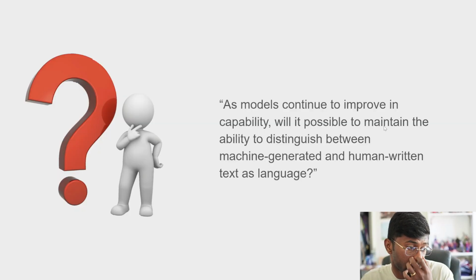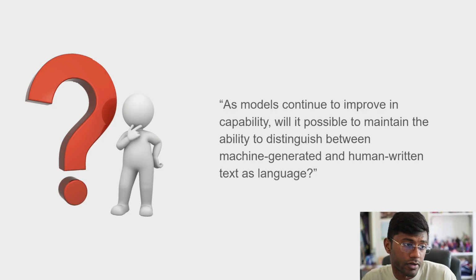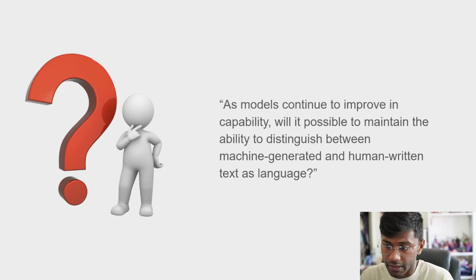We wrapped up this presentation. So this was actually part of my presentation for CSAI 544, Applied Natural Language Processing. So we ended the presentation with this question, where we ask, as the models continue to improve in capability, will it be possible to even maintain the ability to distinguish between what's machine generated and what's human generated? And I will end this with that as well, and I will talk more about what we worked on in part 2. All right, thank you.